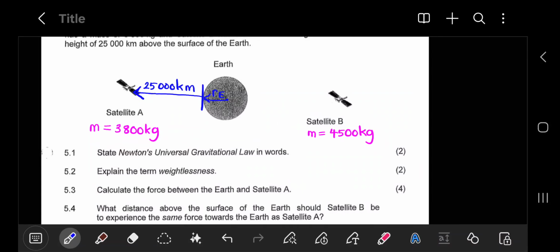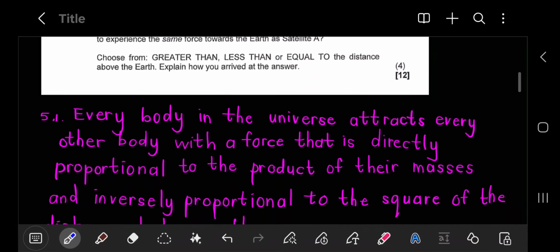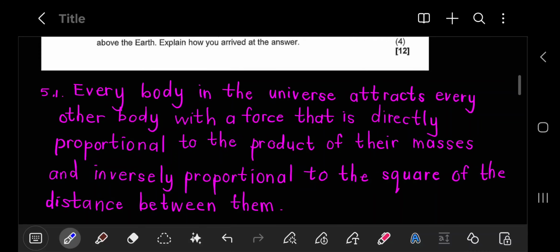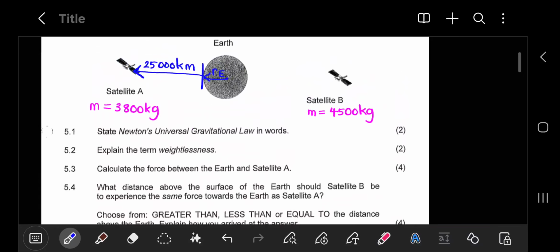So the first question says, state Newton's universal gravitation law in words. I have provided it to you here, where it says every body in the universe attracts every other body with a force that is directly proportional to the product of their masses and inversely proportional to the square of the distance between them. So we have already established that these questions usually start off with a definition. If you can learn your definitions, it does contribute to quite a bit of marks in your exam.